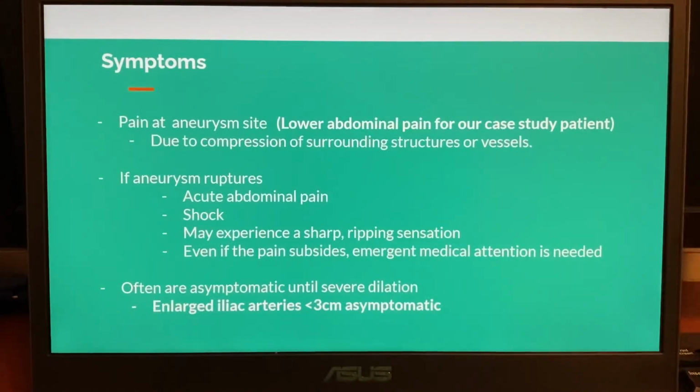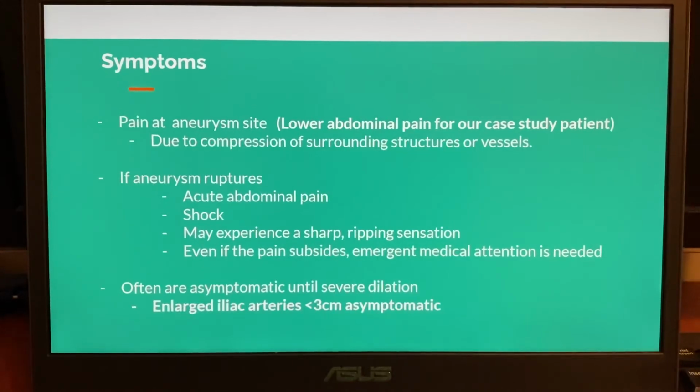So the symptoms that isolated common iliac artery aneurysms present is pain at the aneurysm site. For our case study patient, it was that lower abdominal pain. This pain is usually because the artery is so distended that it's compressing on surrounding structures or vessels. If the aneurysm does rupture, it is very acute abdominal pain, just like our patient was feeling. I feel like he was on the border of it rupturing, so that's why he was in such pain.